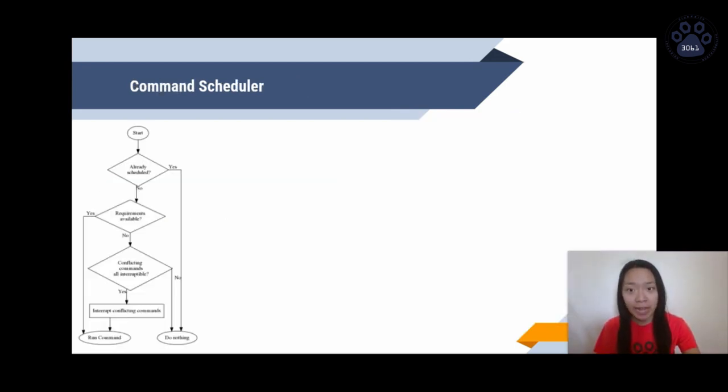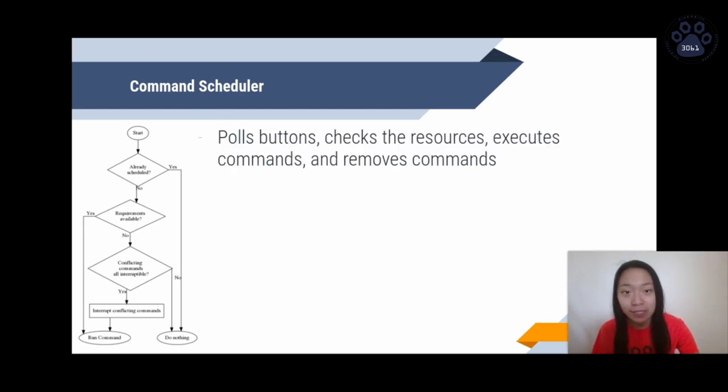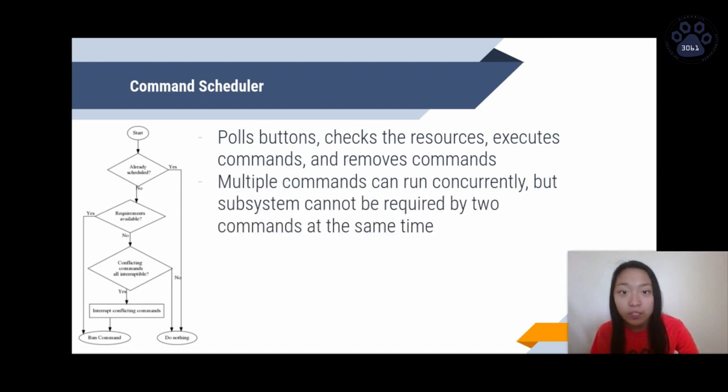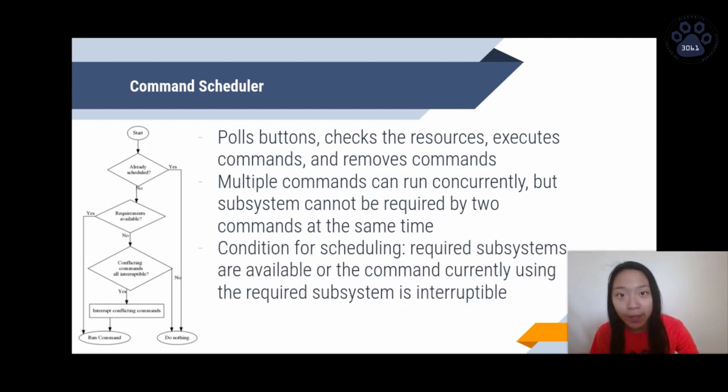I've been saying the word schedule a lot, and that is because the command scheduler is a very important class that is actually responsible for running the commands. Each iteration, which is every 20 milliseconds by default, the command scheduler polls buttons to schedule any new commands, checks the resources of currently scheduled commands to avoid conflicts, executes the currently scheduled commands, and removes any commands that have finished or were interrupted. Multiple commands can run concurrently, but the command scheduler will never schedule more than one command for a given subsystem at the same time. If the new command being scheduled requires a subsystem in use, the new command will either interrupt the currently running command if the currently running command is interruptible, or the new command will not be scheduled.